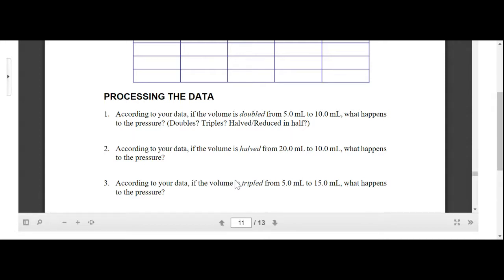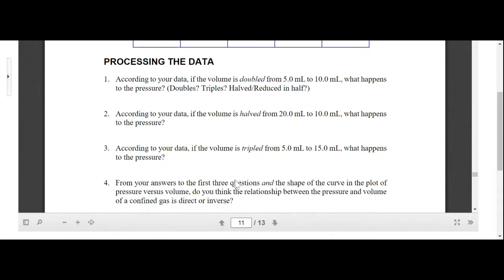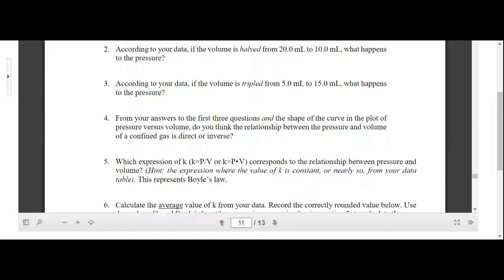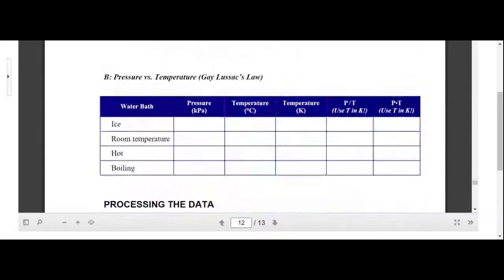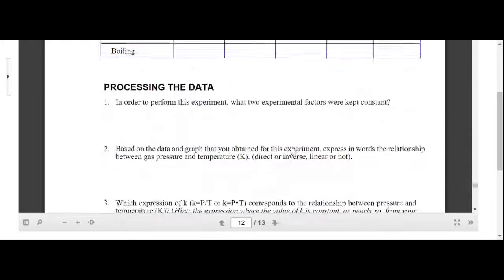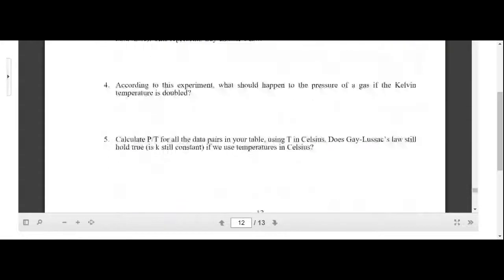The second part, and then you answer these questions. The second part for Gay-Lussac's law, we are going to measure the pressure at cold water or ice, room temperature, hot water, and boiling water. We have 4 different temperatures. We measure the pressure. You have to record the temperature and pressure. You do these calculations later and answer the questions you have.